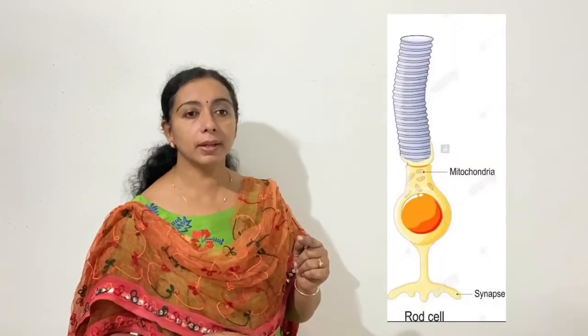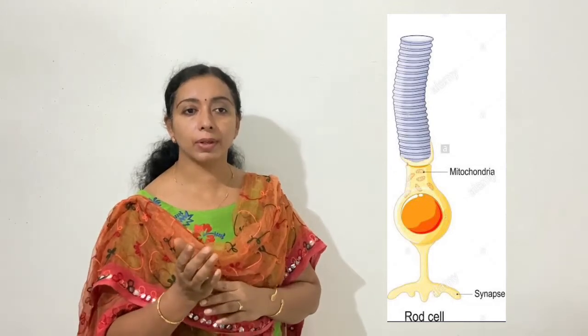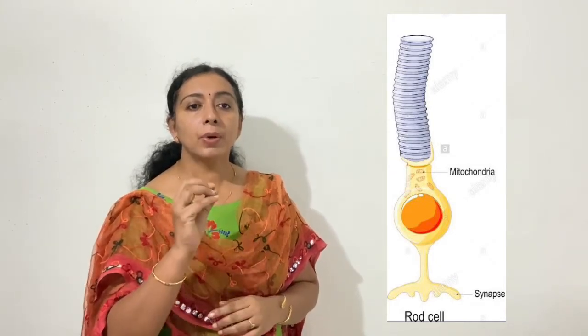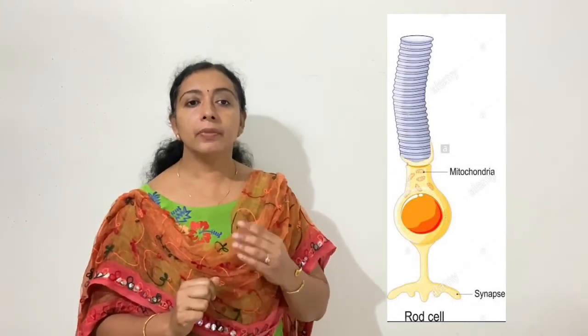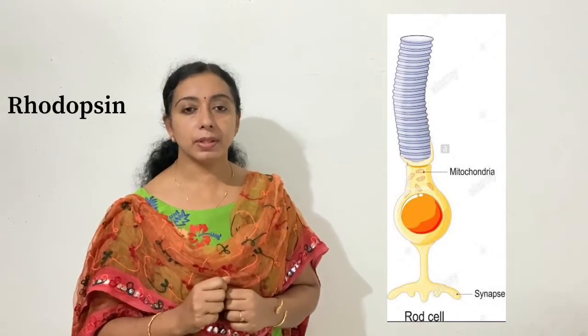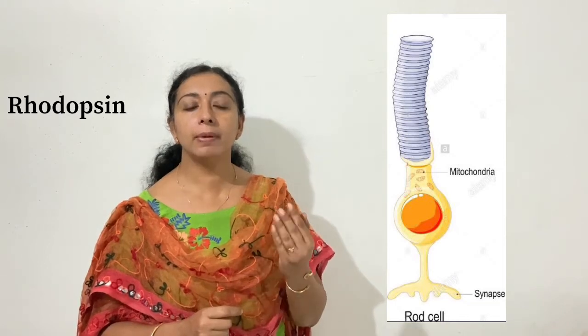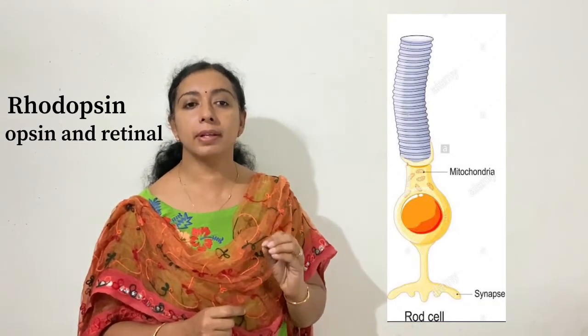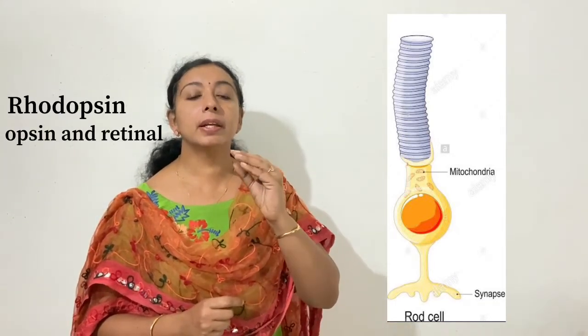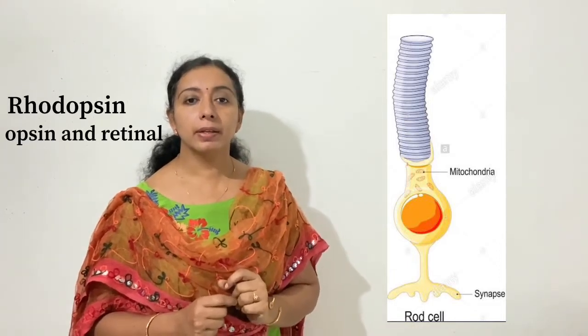You see, what is the structure of rod cell? It is like a rod. Rod cells contain the visual pigment called the rhodopsin. This pigment is formed from a protein named as opsin and retinal, which is a derivative of vitamin A, since they are activated in dim light. We are able to see the objects in dim light.